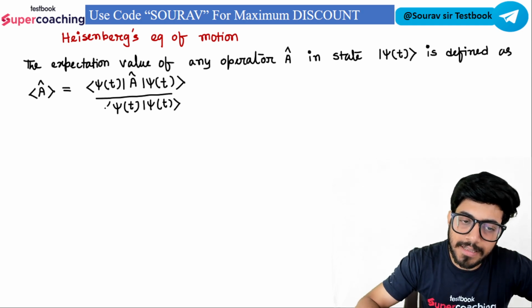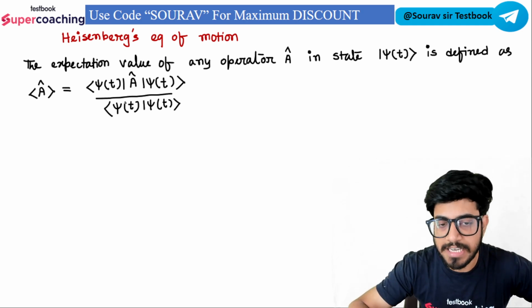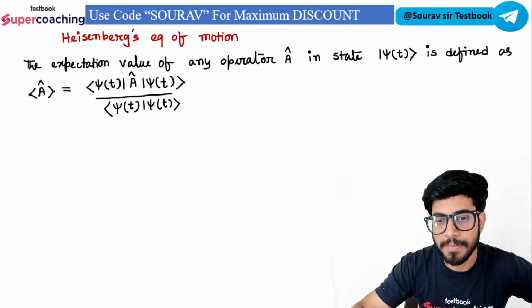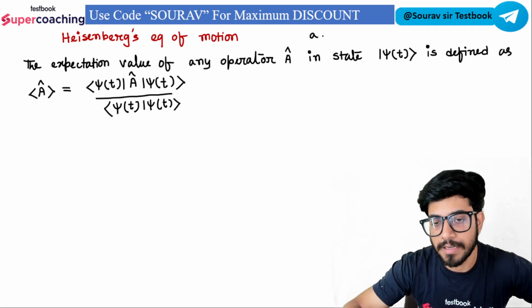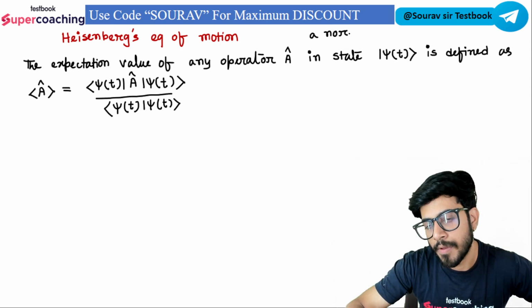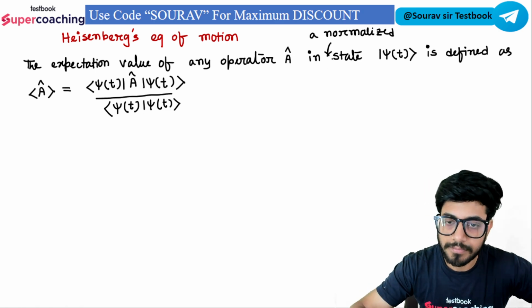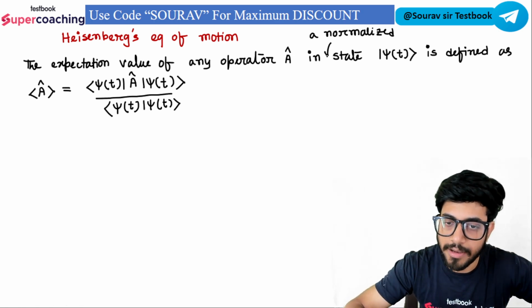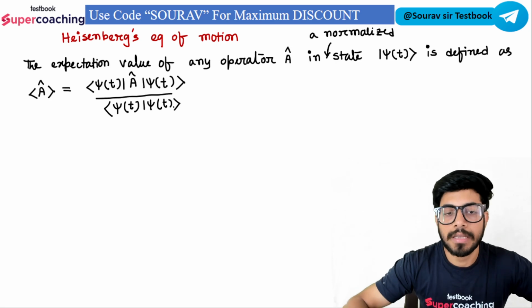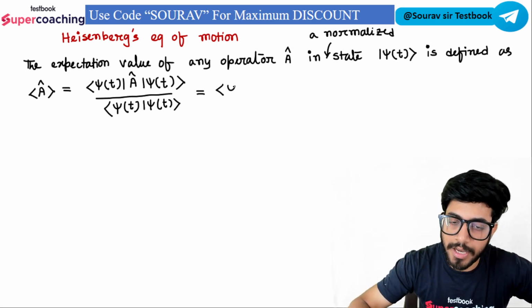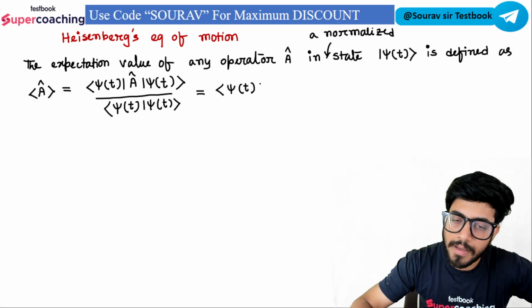If I take that this state is normalized, the expectation value of any operator A cap in a normalized state psi of t is defined like this. The state is normalized, so the inner product of psi of t with psi of t will be equal to 1, so this becomes equal to psi of t, A cap, psi of t.